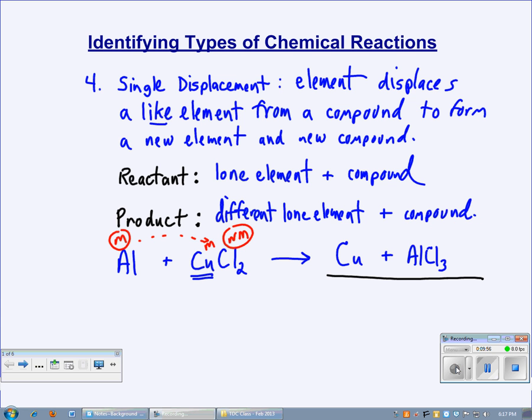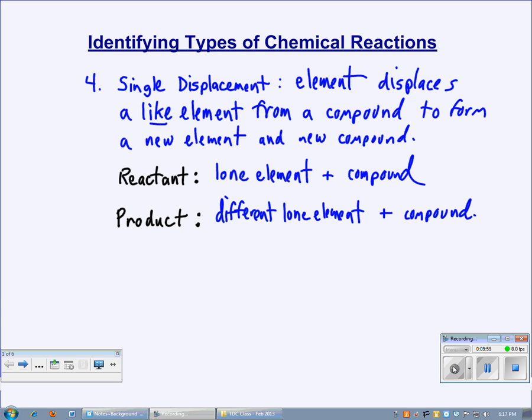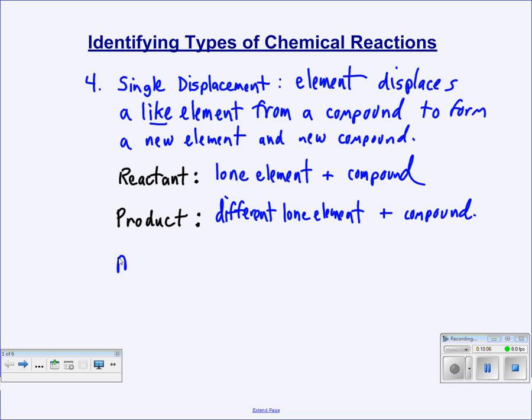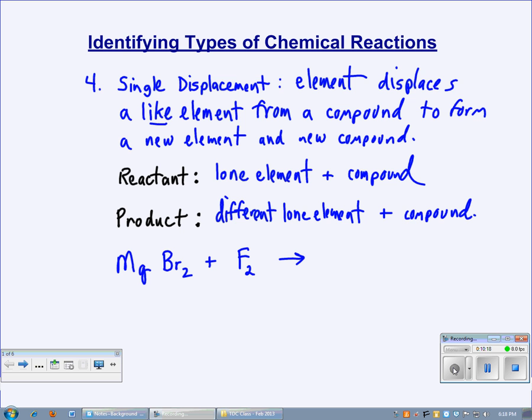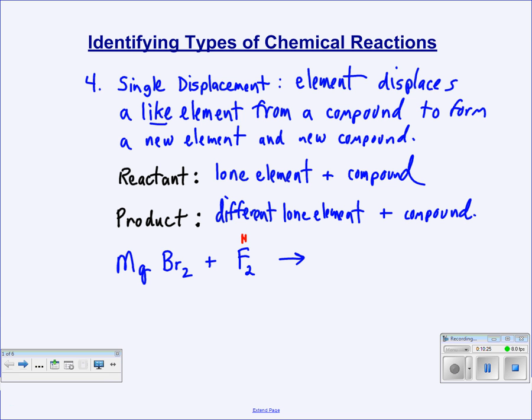Let's look at a final single displacement example. In this example, if I reacted magnesium bromide with fluorine, we notice that we have a lone element, fluorine. We have the element F2. This is our lone element, and this lone element is a nonmetal. And this compound, magnesium bromide, that is our compound.